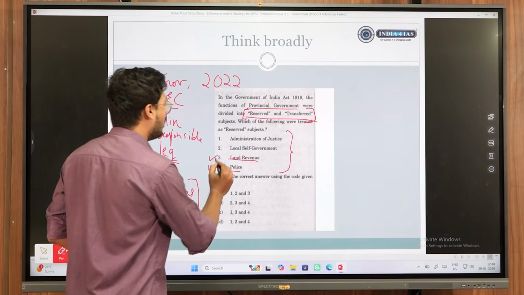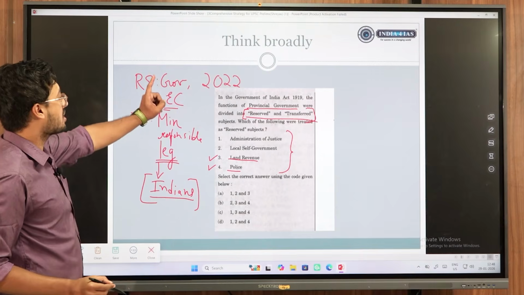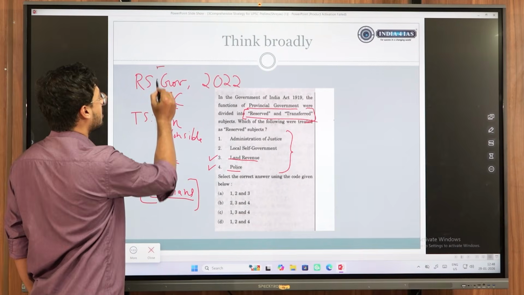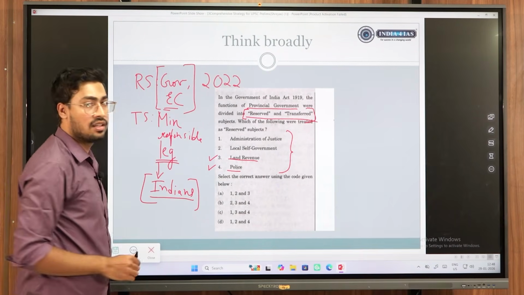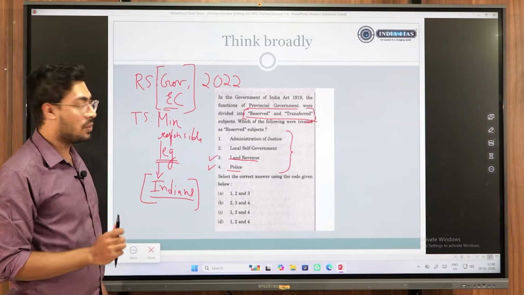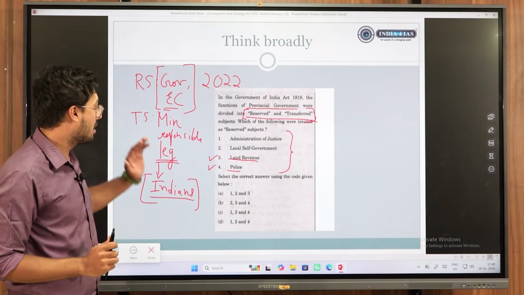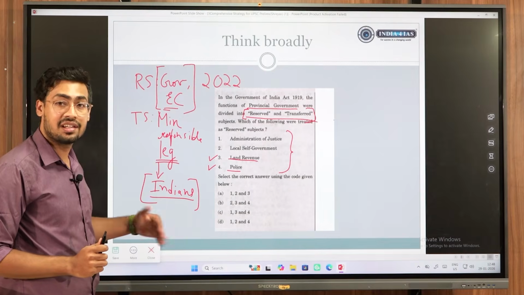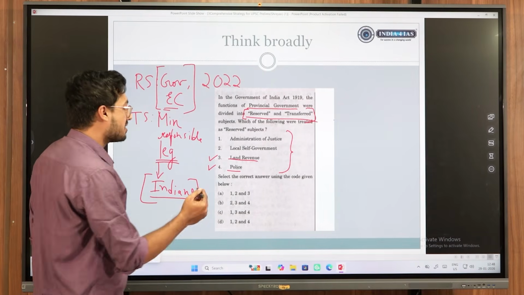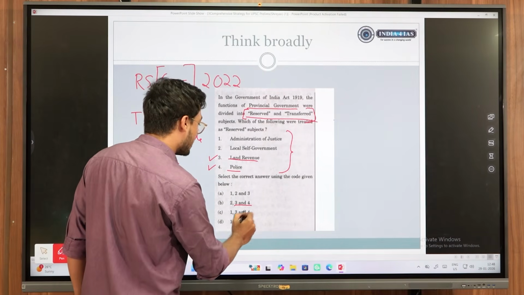If we knew that reserved subjects were under the governor, then our reasoning would tell us that they would try to keep the very important subjects with the governor, so that they could retain them without being responsible to the legislature. In that sense, police and land revenue would be the first things that we would have selected.